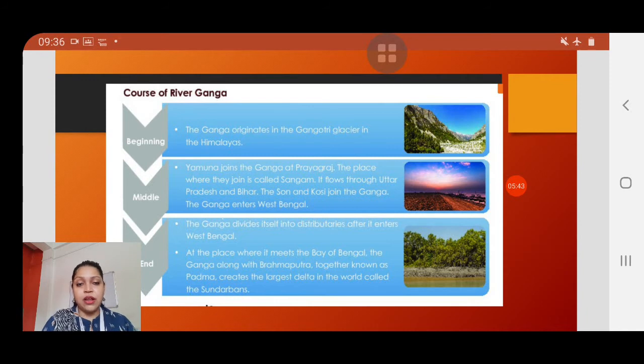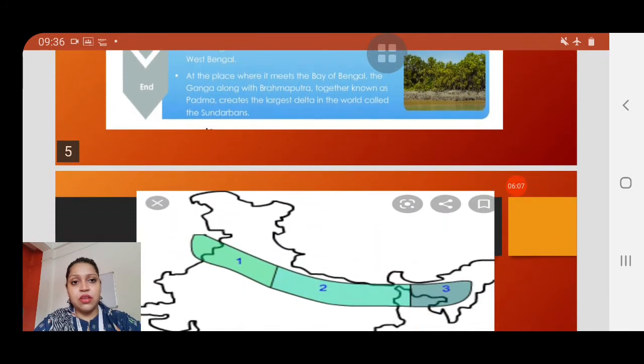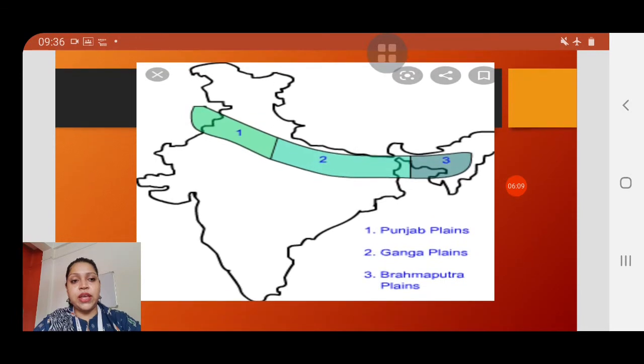Then this Padma river falls into the Bay of Bengal, and just where Ganga is about to fall into the Bay of Bengal is the mouth of the river Ganga. Where is the mouth of the river Ganga? There the Sundarbans delta has been formed, the largest delta in the world. And we all know at the mouth of a river, deltas are formed. So at the mouth of the river Ganga and Brahmaputra, that is at the mouth of river Padma, the Sundarbans delta has been formed.